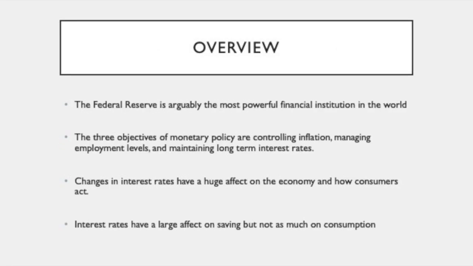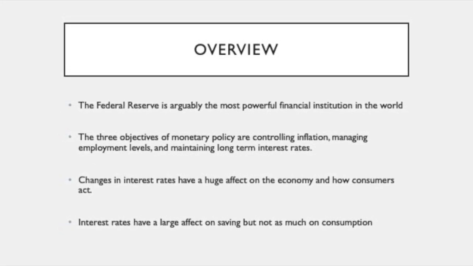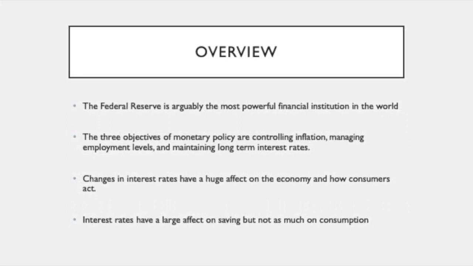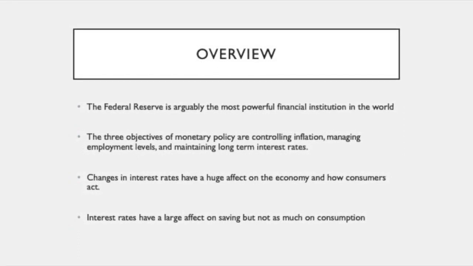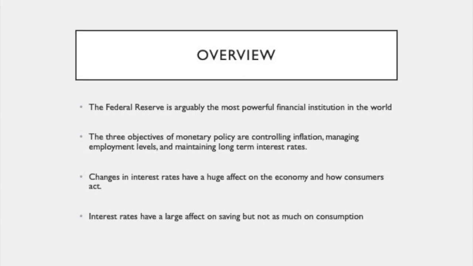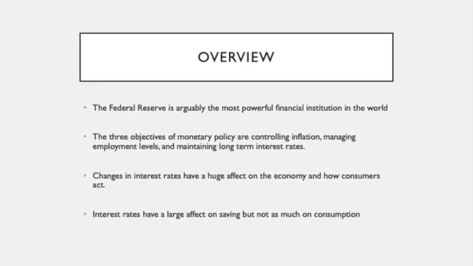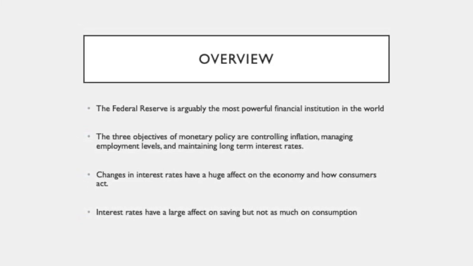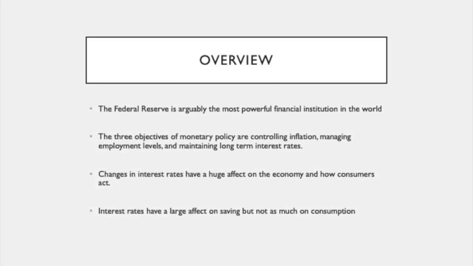So overall, it was pretty cool looking at what monetary policy and, more importantly, the interest rates, how they affected consumers' private saving and consumption. But as you can see here, I just want to go over that the Federal Reserve is arguably the most powerful financial institution in the world. Their three objectives are controlling inflation, managing employment levels, and maintaining long-term interest rates. Changes in interest rates have a huge effect on the economy and how consumers act, and interest rates have a large effect on saving, but not really as much on consumption, from what I found.